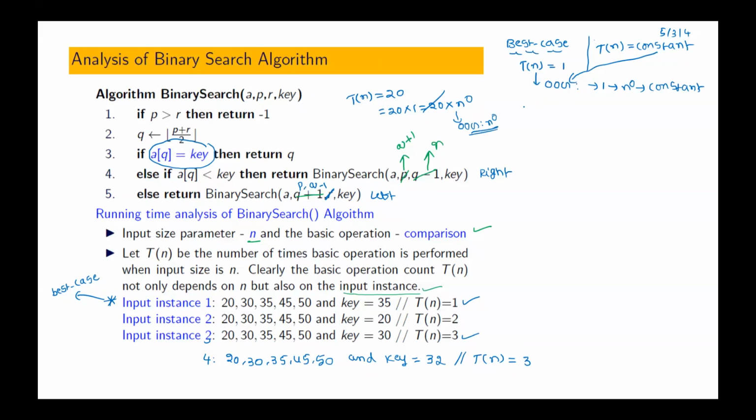What is the best case running time of this? T of n can be written as big O of 1. Is this correct or not? T of n is theta of 1. Is this correct or not? Both are correct. Now you tell me what happens in the worst case.